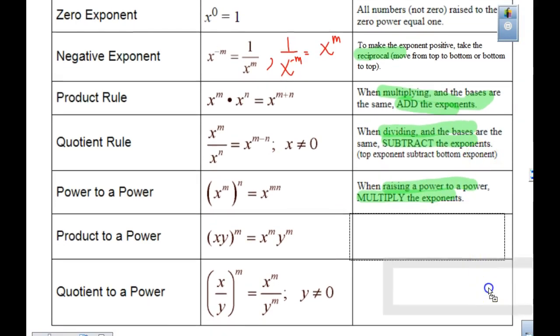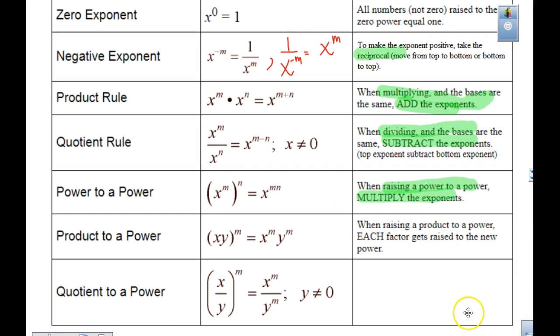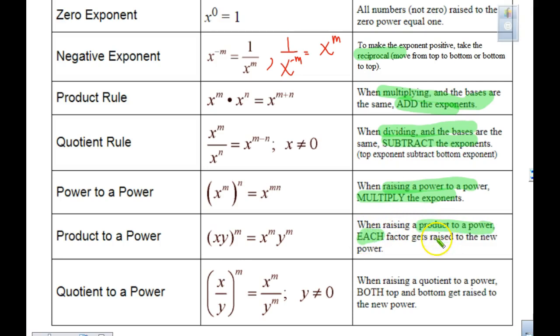This last one, and again, if you get stuck when you're doing these on the quiz on Monday, and today on this homework quiz that I'm going to give you, if you look at this problem and go, oh man, power to a power, the key thing when you have a product as a power is that each factor has to be raised to that power.